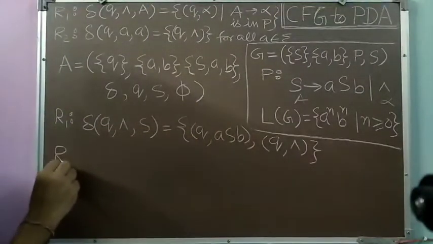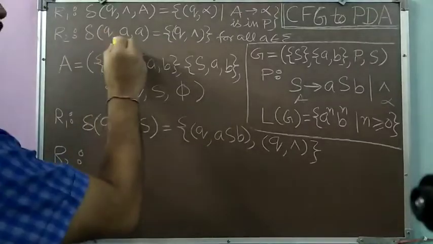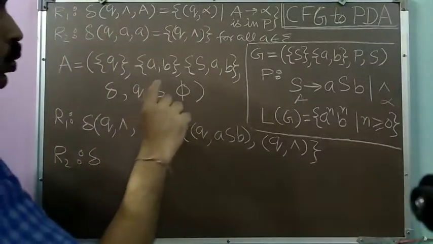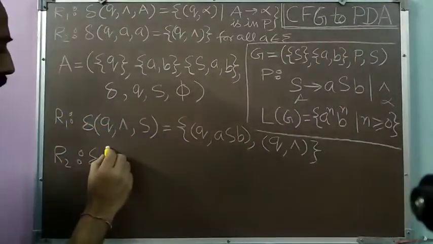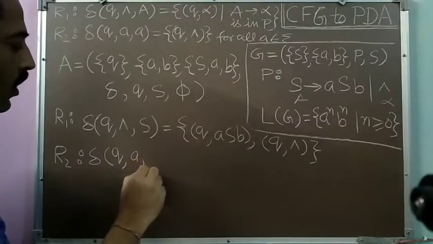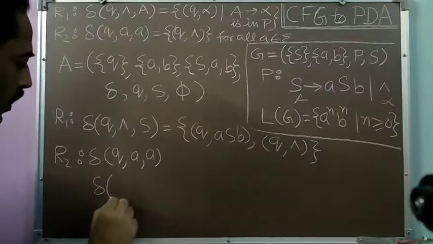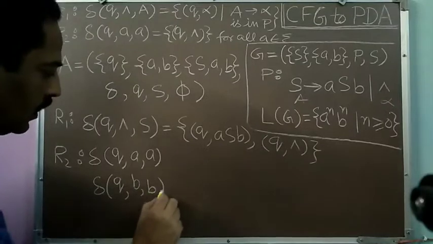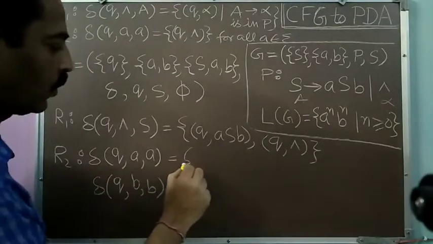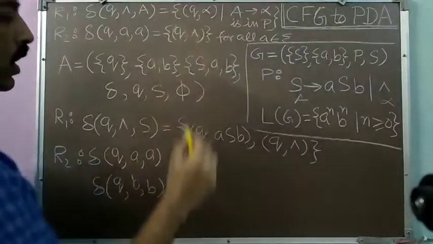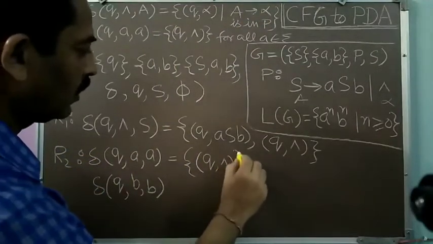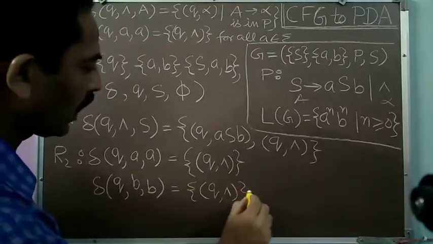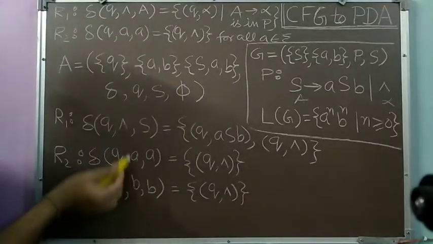Now I will apply R2. Delta Q A A means I have to take a terminal, and for each terminal I have to write such a production. So I have two terminals here, A and B. So I will be writing two productions here, Q A comma A, and another transition will be Q B comma B. Now what do I have to write here? I have to write Q comma null. Simply in this situation also I have to write Q comma null. So I have applied rule 2 and I have written these two productions.